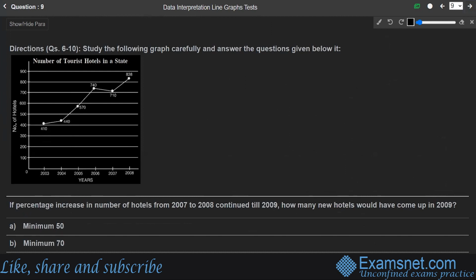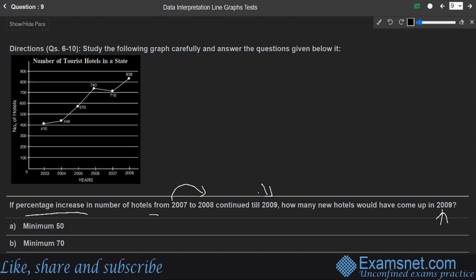Now for the same line graph we have a different question. The question says, if the percentage increase in the number of hotels from 7 to 8 continued till 2009. The value of 2009 is not given. What he is indicating is that whatever has been the increase from 2007 to 8, the same increase has to be followed for 2009 also. And how many new hotels would have come up in 2009, that we have to find out.